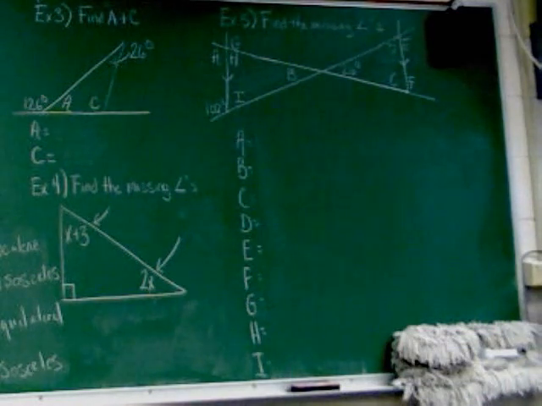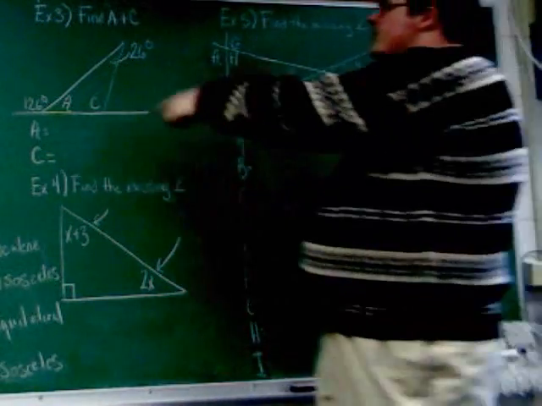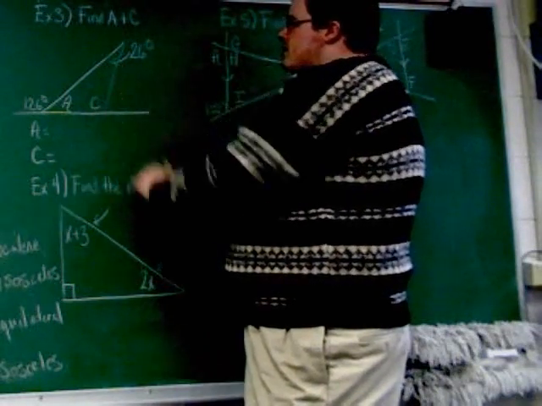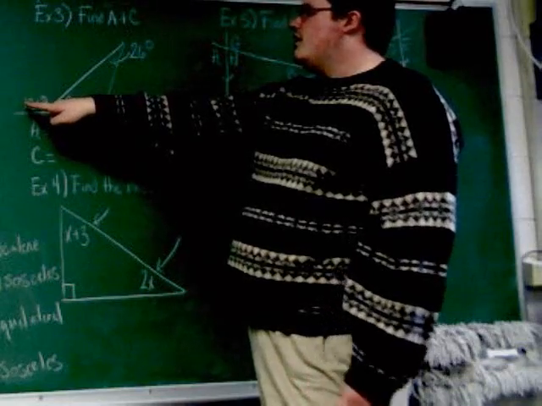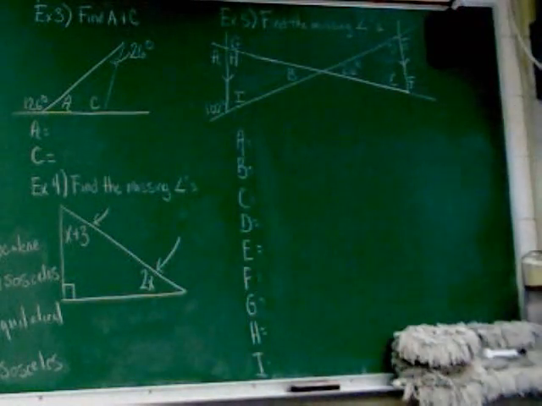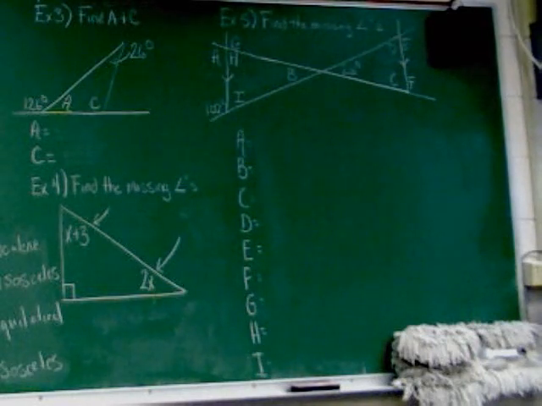Now, as you can see, 3 and 4 don't have anything to do with the parallel lines, so the corresponding and the alternate ones are out. But everything else we can use there. So example 3 says to find A and C. This angle here in the bottom left corner of the triangle is A. Bottom right corner of the triangle is C. Here on the left it says 126. Up here at the top right of the triangle it says 26 degrees.